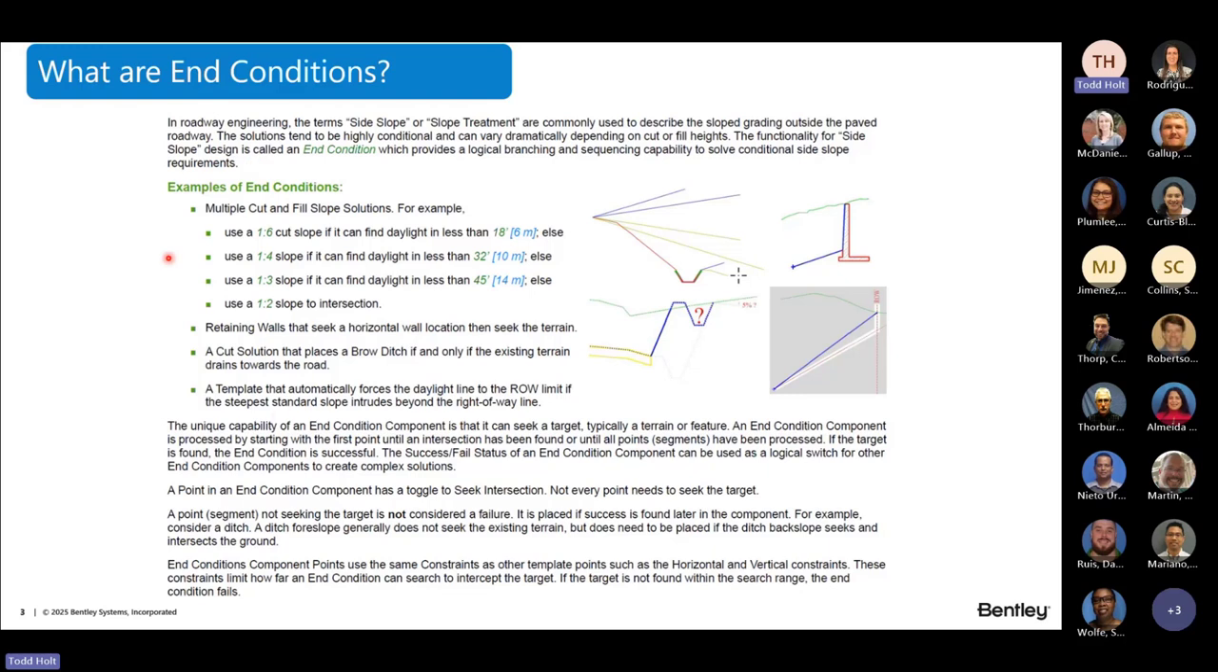And I'm not going to read everything in this because you will have this PDF as well. But that's basically what our end condition is. We're going to have different examples or slopes that we want to solve for in different conditions as we push that template down our corridor and down the alignment.